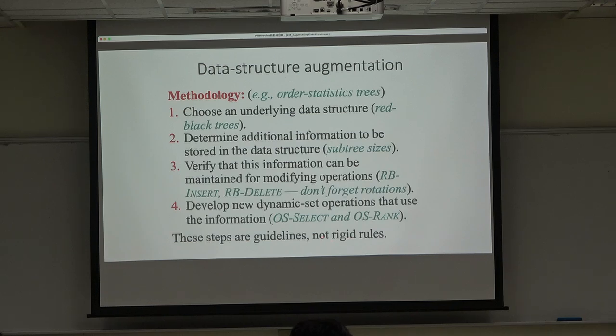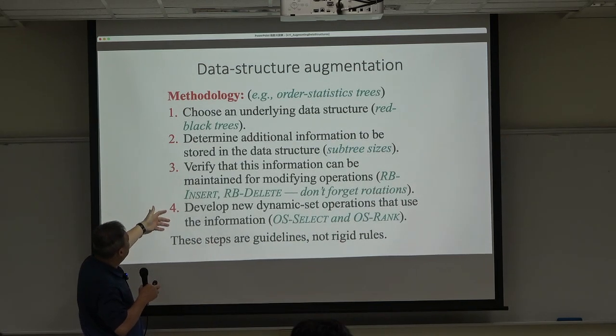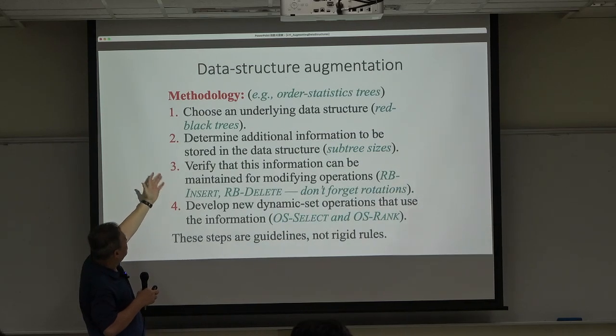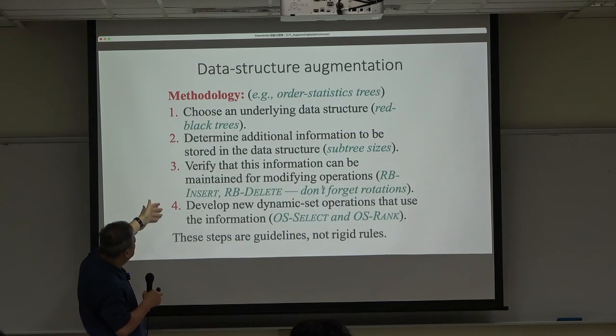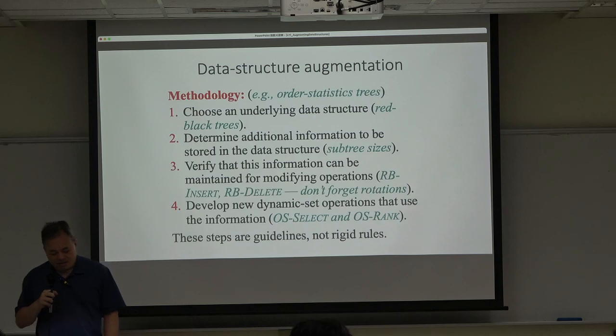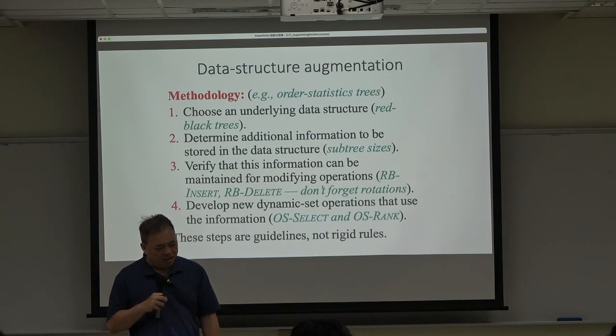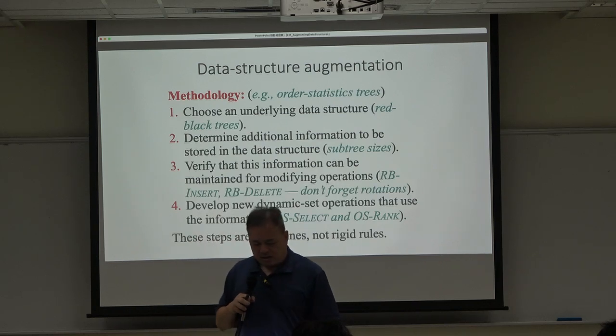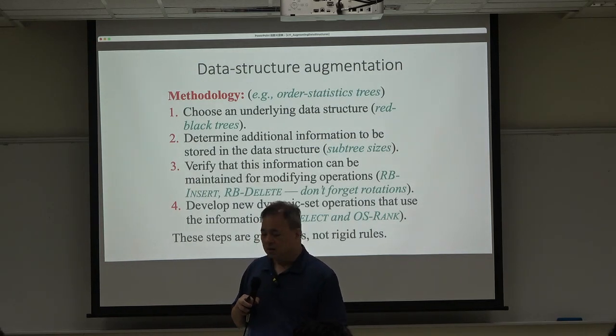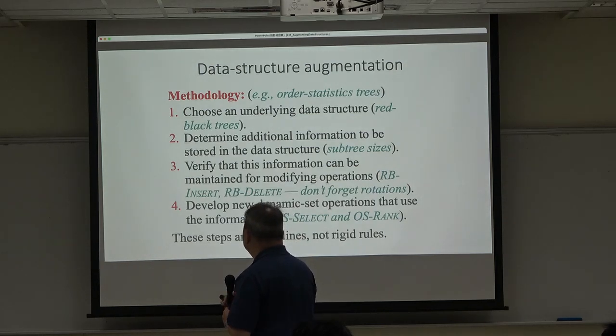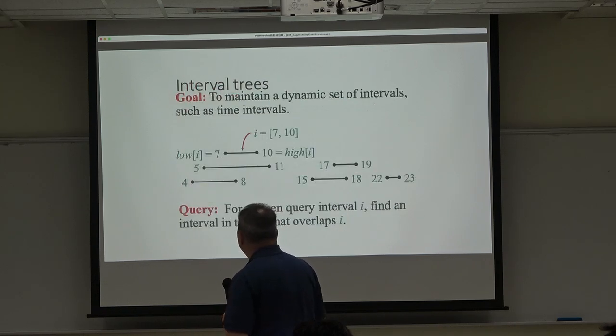In the previous one that we talked about, we actually talked about the fourth one first, and then the third one. So it's not necessary. We don't necessarily follow this very strictly, but this is a kind of guideline. So you say, other than the order statistics tree, are there any other applications that we can think of? Yes. The next one is a very interesting and important subject. Interval tree.